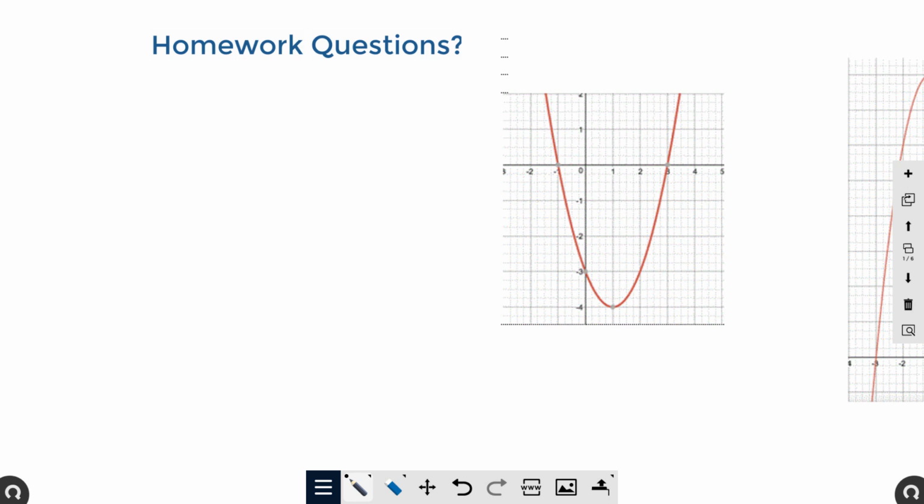Okay, starting off a little different. We're going over homework questions. So this was number 6 on last night, which deals with this graph. Now, when you have a graph, pick out some things on the graph. Pick out some points. Like what points?